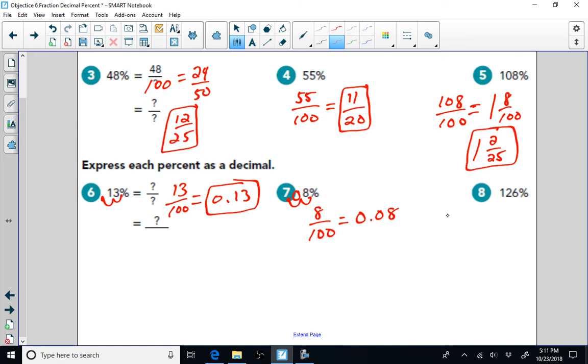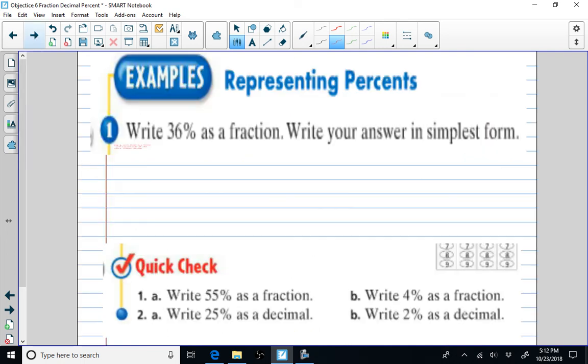126%. I write it as a fraction. 126 over 100. That becomes 1 and my decimal point, 26 hundredths. So 1.26 or 1 and 26 hundredths would be our answer, right, for number 8. We continue.